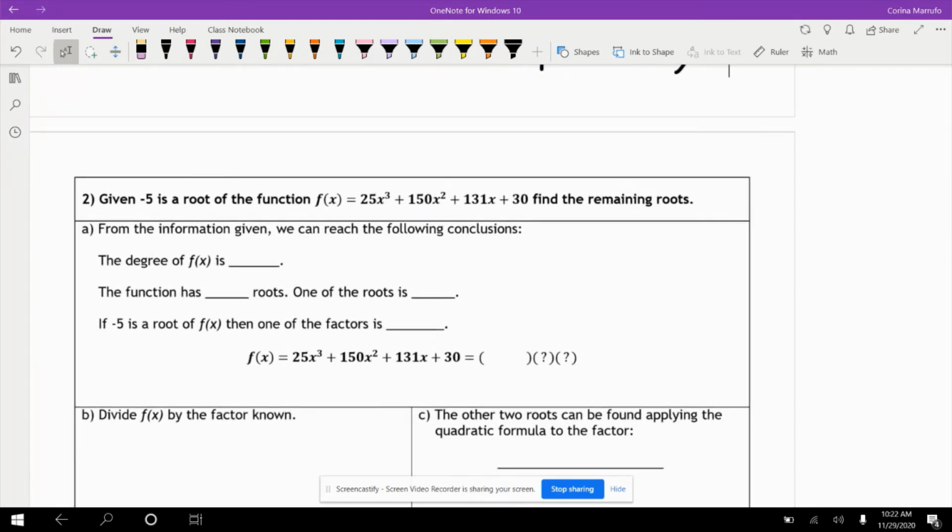So you're going to follow the same steps. I don't want you guys to get super confused. Your first step, even though we go through the thought process, the first step is to do the synthetic division.